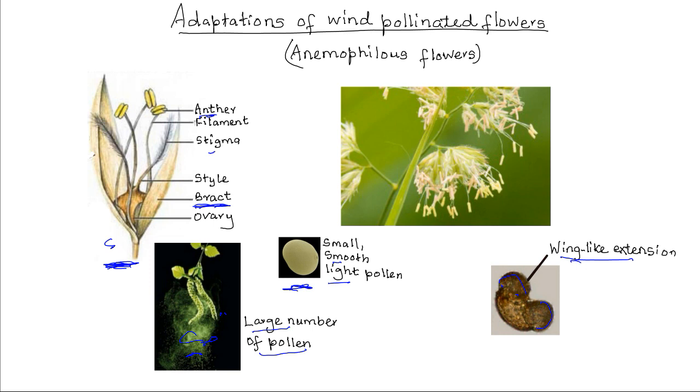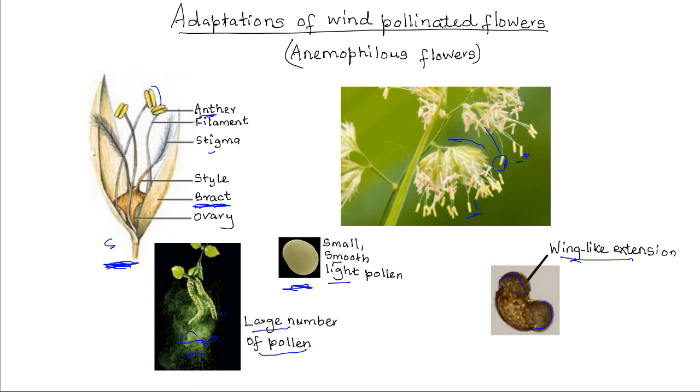Another feature of wind-pollinated flowers is that the anthers are large. They're usually large with long filaments that enable the anthers to hang outside the flower where they're exposed to the wind. So if you look at this flower here, this plant, this is the anther, the long filament that projects the anthers out of the flower. In this way, the anthers are exposed to the wind. So most wind-pollinated flowers will have these relatively large anthers with the long filaments that expose them to the wind.